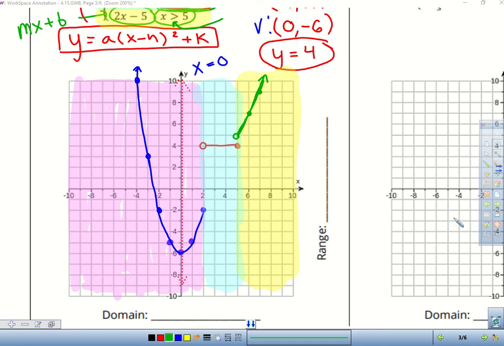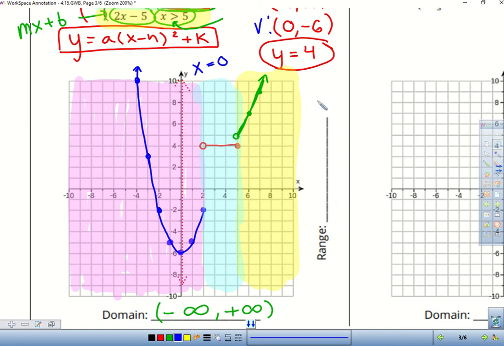Now range can also have gaps as well. So I'll talk a little bit about that. This one doesn't have any though. So the domain is from negative infinity to positive infinity. Now as for your range, what's the lowest that this function will ever go?